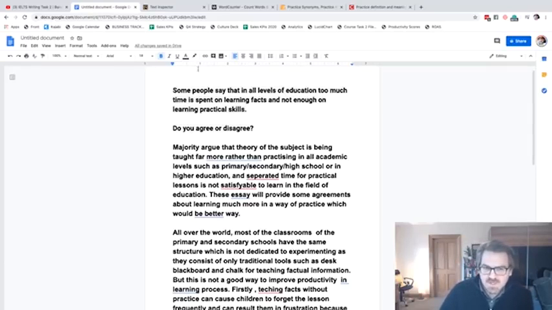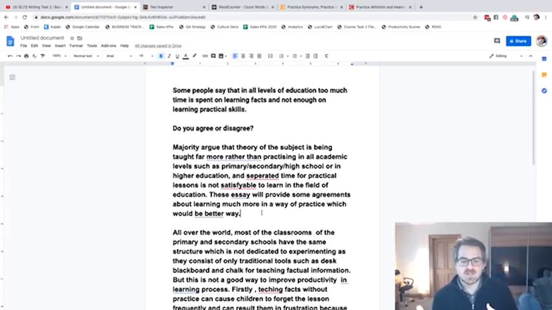So here's the question. Some people say that in all levels of education, too much time is spent on learning facts and not enough on learning practical skills. Do you agree or disagree? I'm going to take you through this step by step and try to give you an idea of what an examiner would be thinking when they are looking at this. You might look at this and say, oh, I would never make that mistake. You would be surprised. Under exam conditions on test day, you would make a lot of these mistakes.